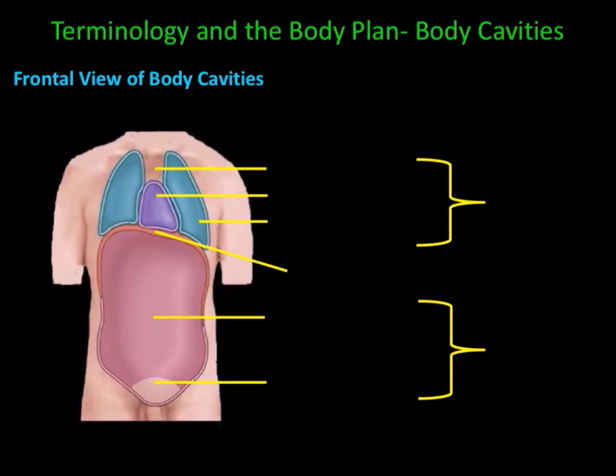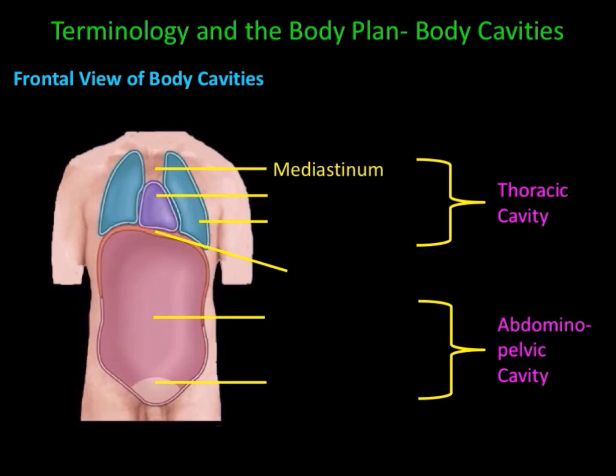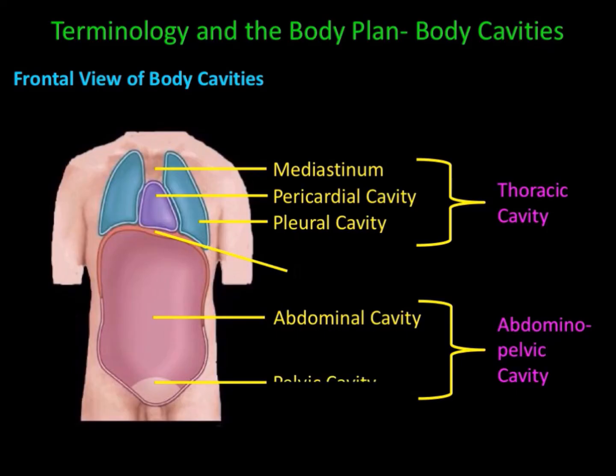Next, we're going to take a look at the anterior cavity from an anterior view. Remember, the anterior cavity is made up of the thoracic cavity and the abdominal pelvic cavity. The thoracic cavity has 3 subdivisions. The first is the mediastinum. The mediastinum is where you find respiratory passageways and the heart. The second cavity is called the pericardial cavity. The pericardial cavity is where you'll find the heart. And the third cavity is called the pleural cavity. And the pleural cavity is where you'll find the lungs. And finally, as mentioned previously, the abdominal pelvic cavity has 2 subdivisions. The first subdivision is the abdominal cavity, and the second subdivision is the pelvic cavity.